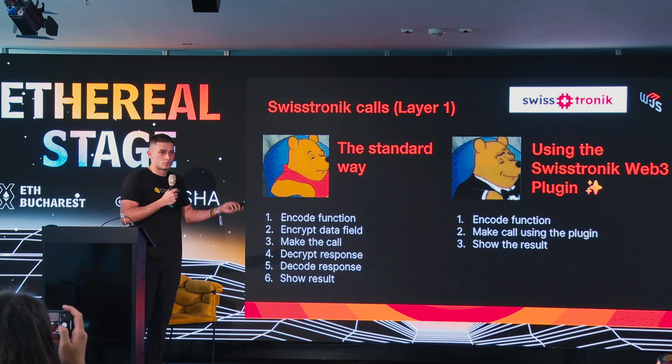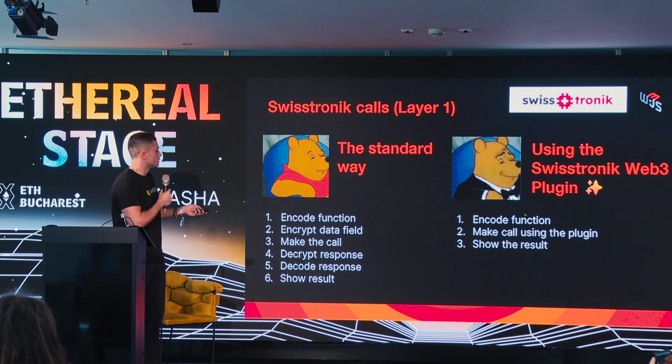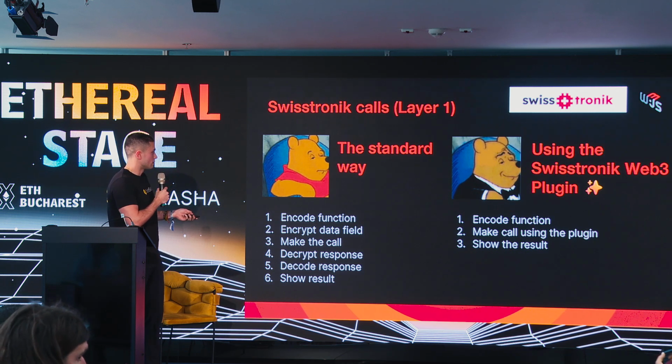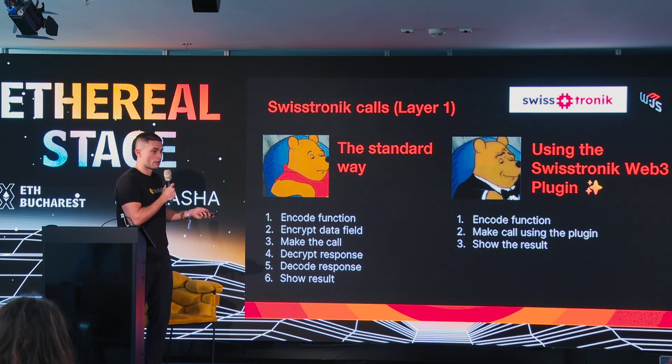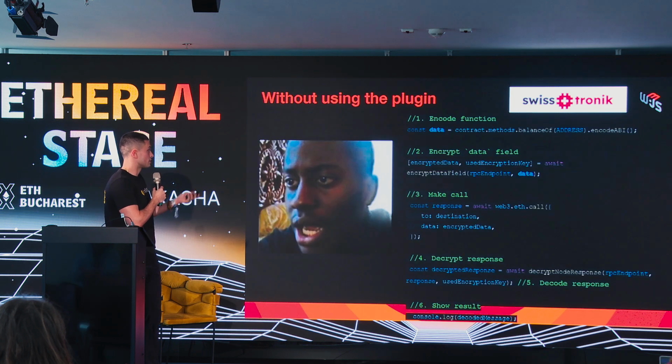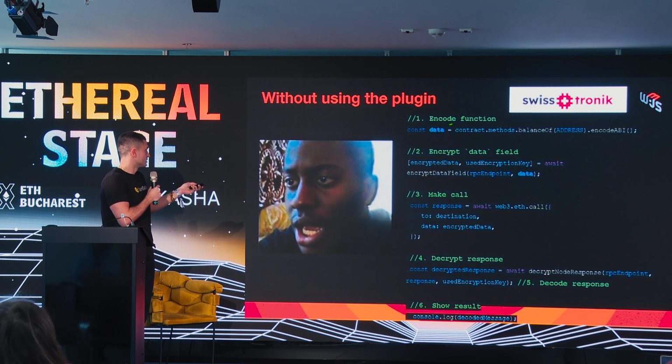And then using the Swisstronic Web3 plugin, you just encode the function. You can make the call using the Web3 plugin, and then you can show the result, because all these 4 steps are stored within the plugin, which is great. If we translate this into code, first we need to encode the function, which is this. We are calling the balanceOf function with the address, and then .encodeABI. That's how we can encode a function.